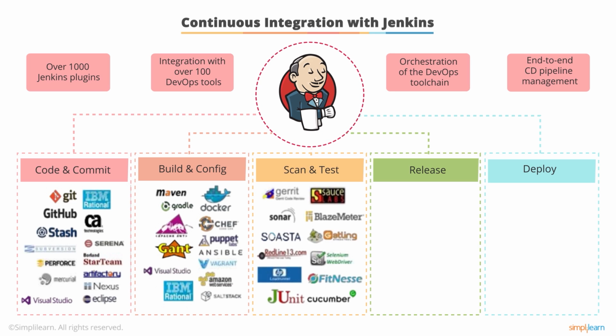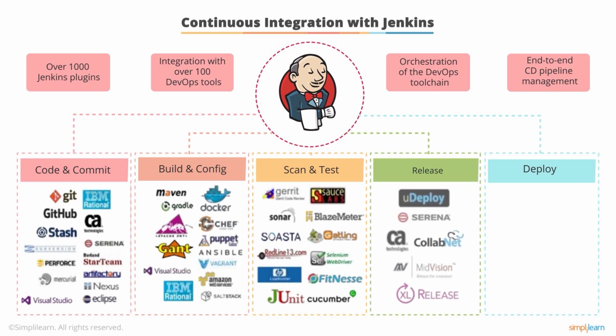During the scan and testing phase, you'll integrate Jenkins with testing tools such as JUnit, JMeter, Cucumber, or MS Test. Front-end testing can be conducted using Selenium, Appium, SauceLab, or Hewlett-Packard products. The purpose of scan and test is to make sure the code meets quality standards and is safe to move forward in the CI/CD process. The release phase is the last stage before code is released to users. You might integrate Jenkins with tools such as uDeploy, Serena, Midvision, or XL Release.